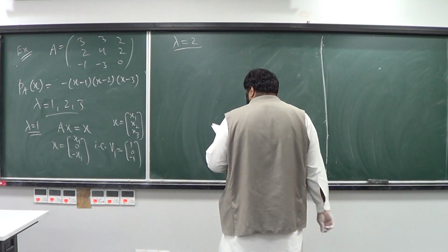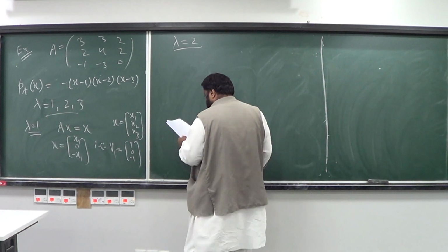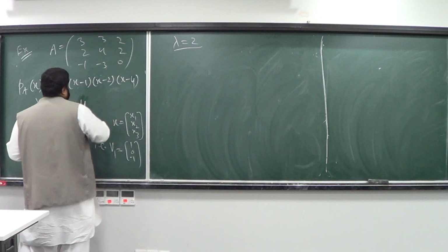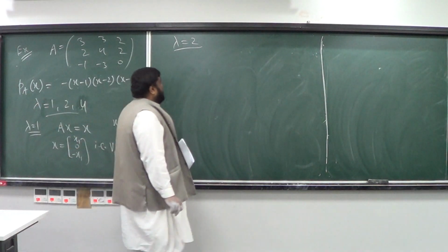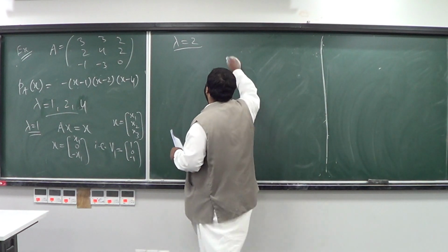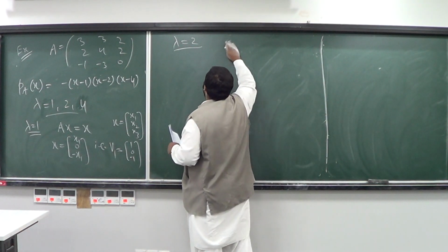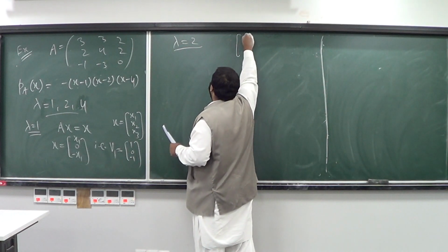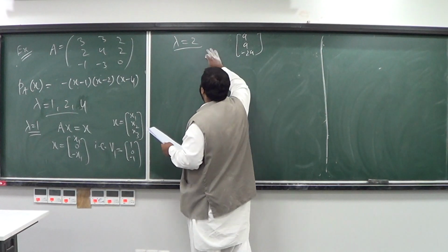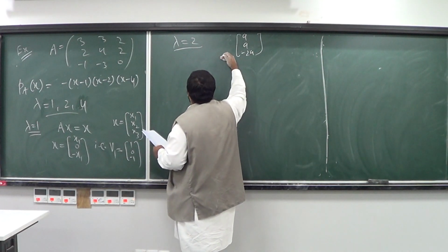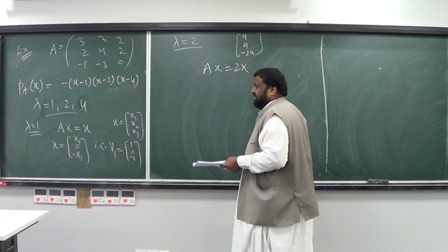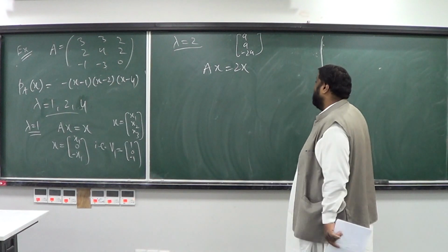Eigenvector for lambda equal to 2. This is not going to be 3 actually, this is going to be 4. Okay, so if you compute this for lambda equal to 2, the eigenvector that you're going to get is going to be of this form: a, 2a and negative 2a. Okay, so this is what corresponds to this, the eigenvector is going to be this. And how can you get it? By solving Ax equal to 2x, where x is x1, x2, x3.